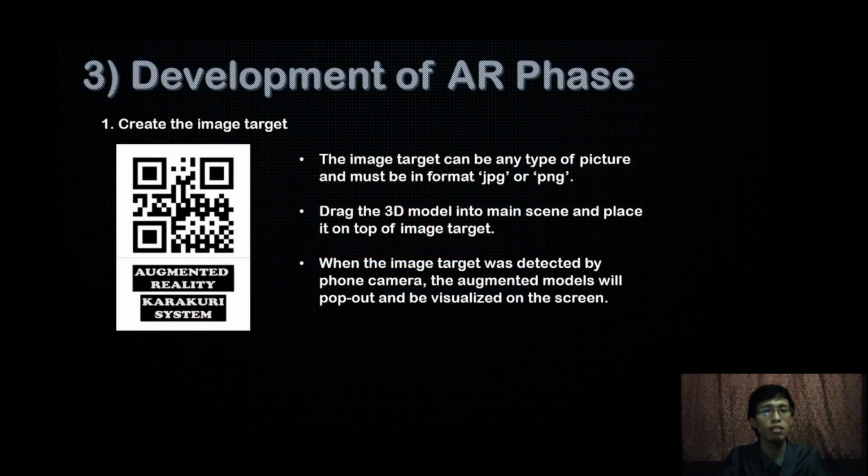Okay, the third phase, the development of AR phase. The first one, create the image target. The image target can be any type of picture and must be in JPEG or PNG format. Drag the 3D model into the main scene and place it on top of the image target. When the image target is detected by the phone camera, the augmented models will pop out and be visualized on the screen.